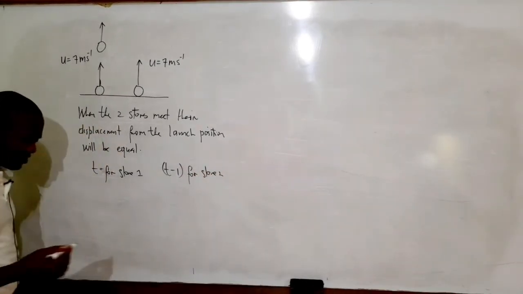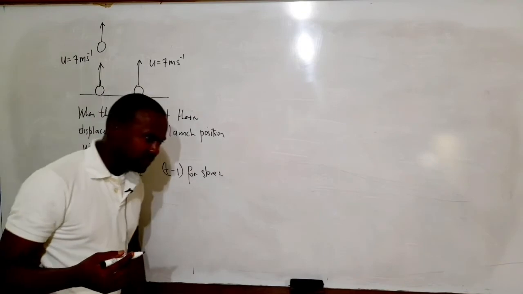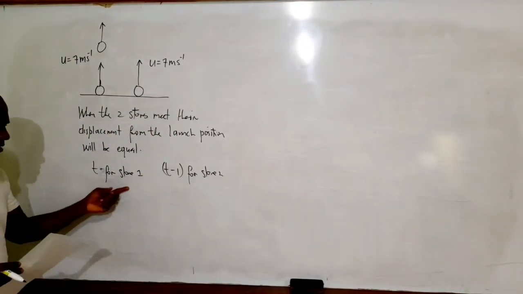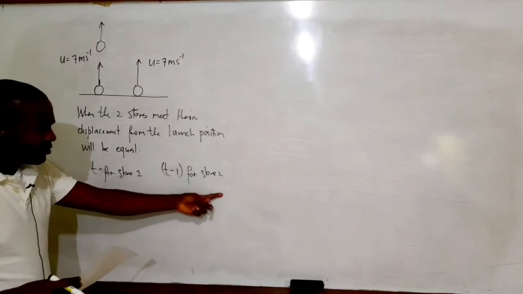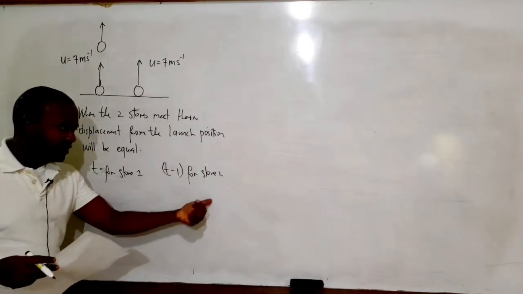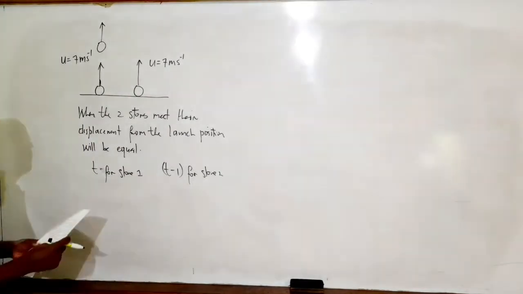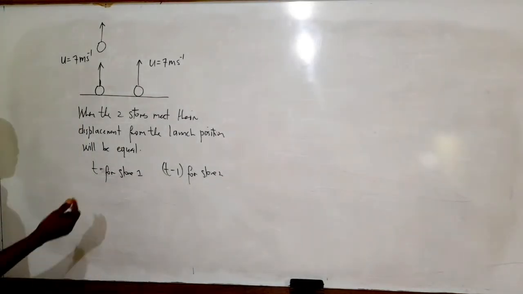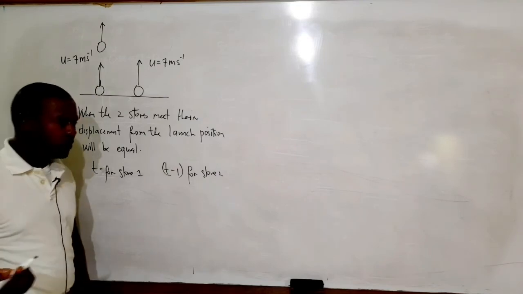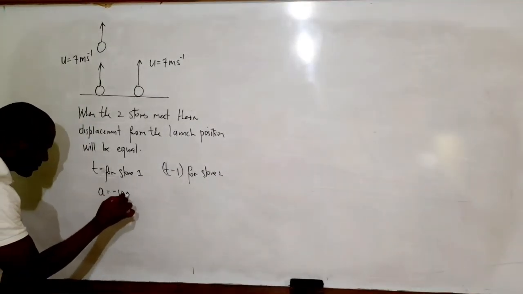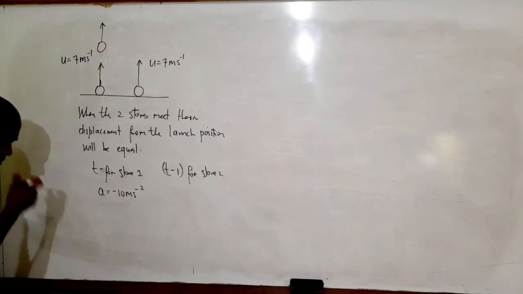So basically both stones will have the same displacement, but this is achieved in t seconds for stone 1 and t minus 1 for stone 2, that is, 1 second less. So we have the initial velocity, and because we're talking about projected upwards, the acceleration a will be equal to minus 10 meters per second squared.